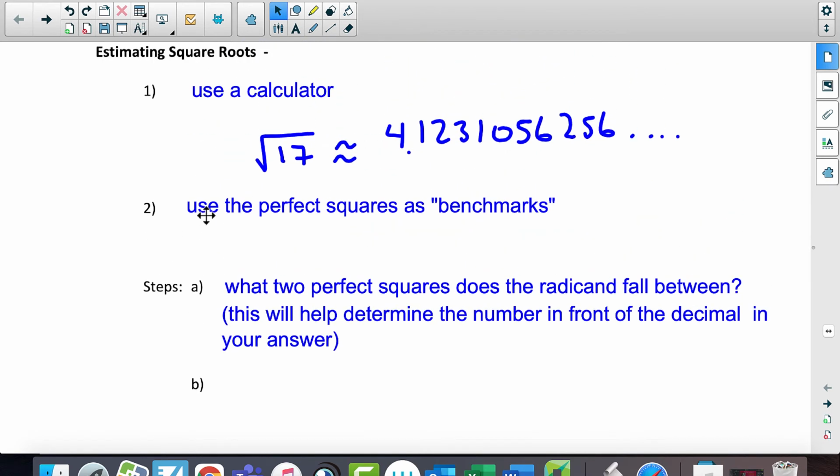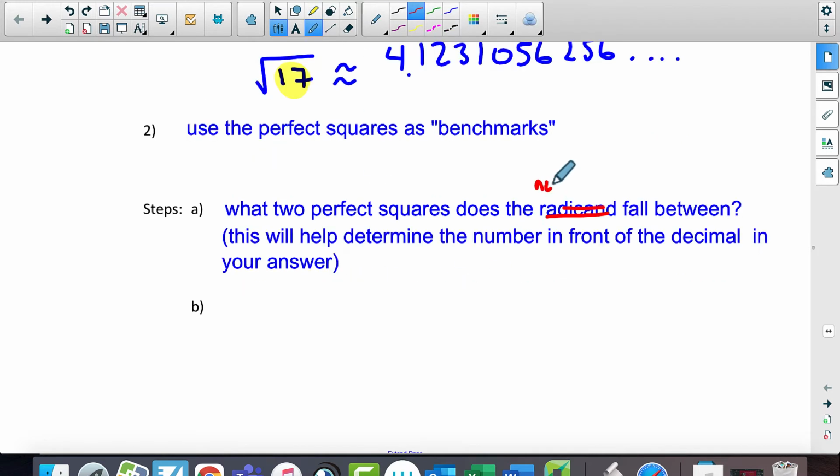Radicand, what am I talking about here? Well, I haven't talked about this yet, but anytime you put down the square root sign, that square root is called a radical sign, and the number inside is called the radicand. That's a radicand. So the first thing I do is ask, which two perfect squares does the non-perfect square fall between? And this is going to help you determine the number in front of the decimal in your answer.